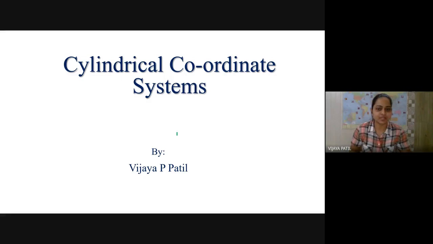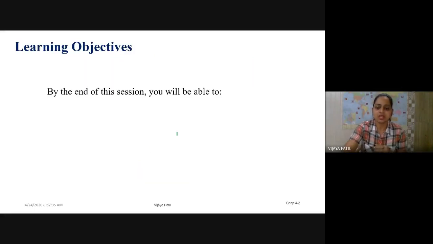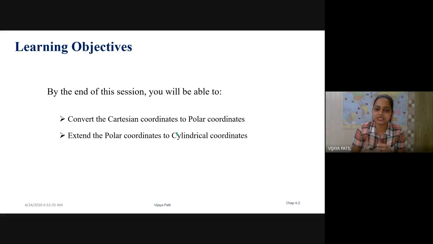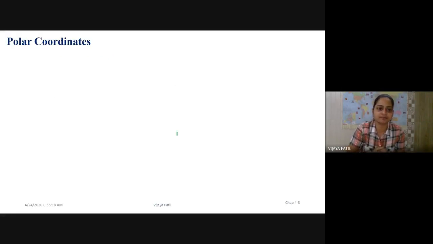Hello everyone. In continuation with the lecture series on triple integrals, we'll be dealing with the cylindrical coordinate system today. By the end of this session, you'll be able to convert Cartesian coordinates to polar. So our journey would be first going from Cartesian through polar, and reaching the cylindrical. And you can extend the polar coordinates to the cylindrical coordinates.